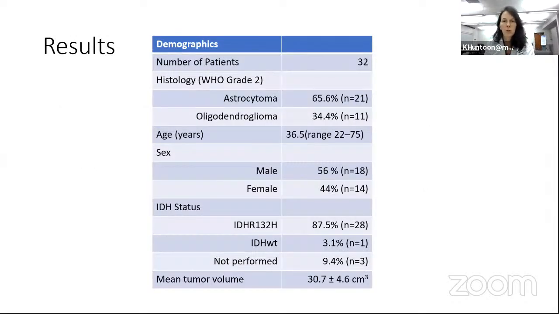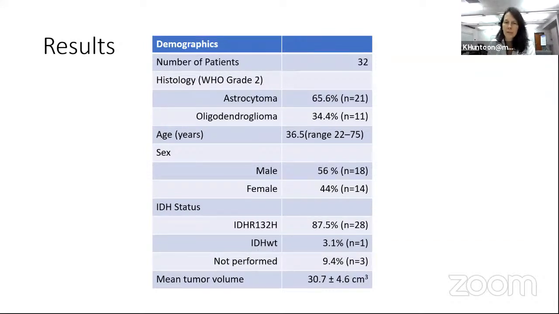As I mentioned, there were 32 patients. We ensured that they were truly low grade. 65% were astrocytoma and 34% had a diagnosis of oligodendroglioma. The average age was 36.5 years, although it ranged from 22 to 75 years. Slightly more males than females were in our cohort.